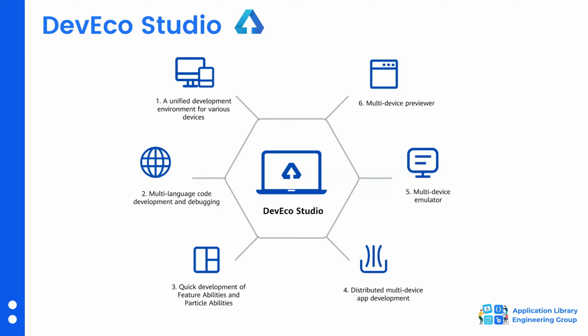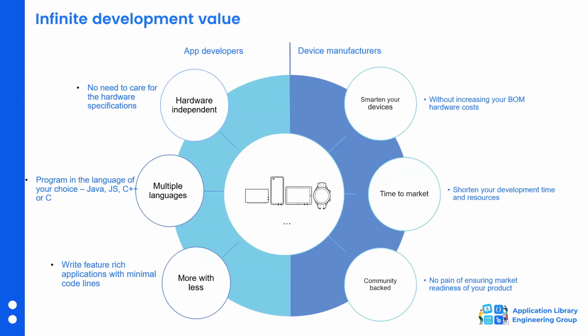Along with that, it also supports multi-device emulators. We can have an emulator as a phone, a tablet, a watch, and a multi-device previewer, which we can see here. So what is the development value that anybody can get? Developers can start developing easily without having to depend on multiple hardware. They don't have to depend on hardware at all. The emulators help them understand how the hardware adapts or behaves, so you can easily develop. As we previously spoke, we also support multi-language development, and it has a rich set of features which helps you develop multiple features with very little code.